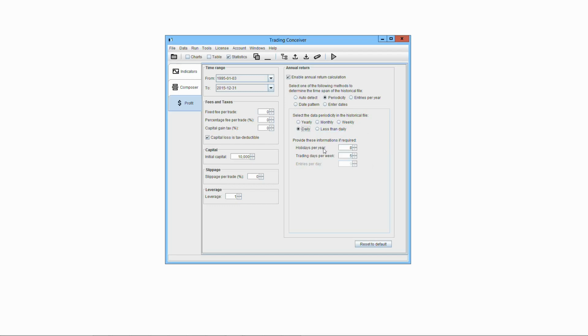In the spinner holidays per year, enter the number of holidays when the stock exchange is closed, like New Year's Day, Christmas Day, national holidays. In the trading days per week spinner, enter the number of trading days per week. For instance, if the stock exchange occurs Monday to Friday, they are 5 days. In the entries per day spinner, if there is more than one entry per day, enter the number here. For instance, if the periodicity is hourly and the exchange occurs for 9 hours, enter 9.